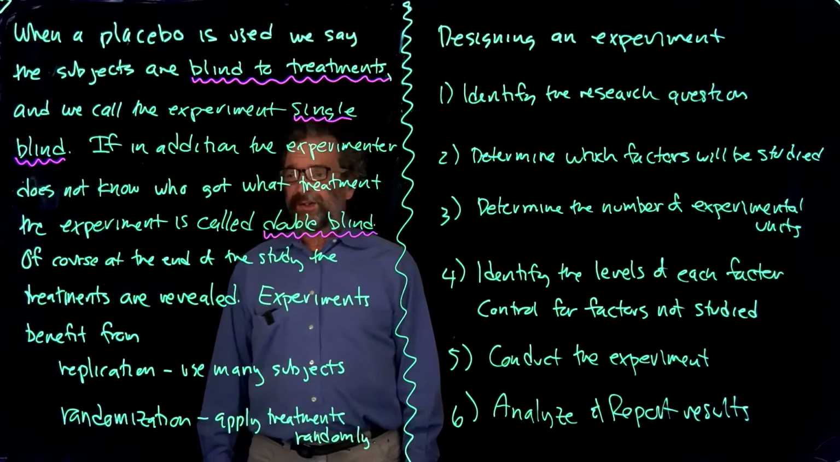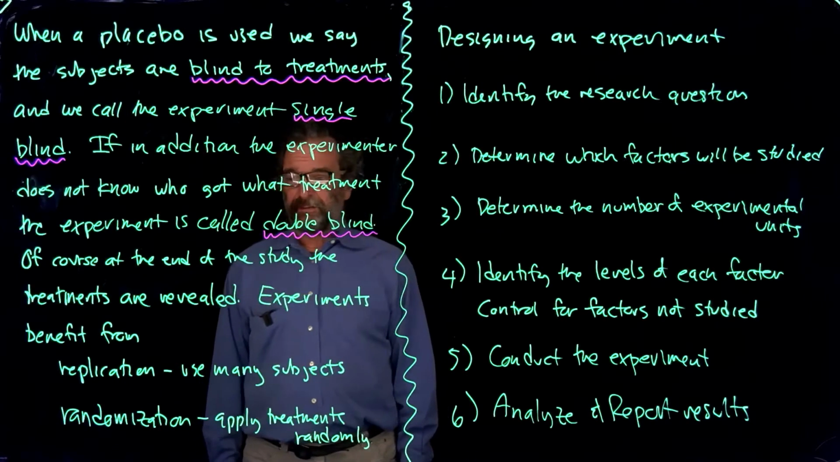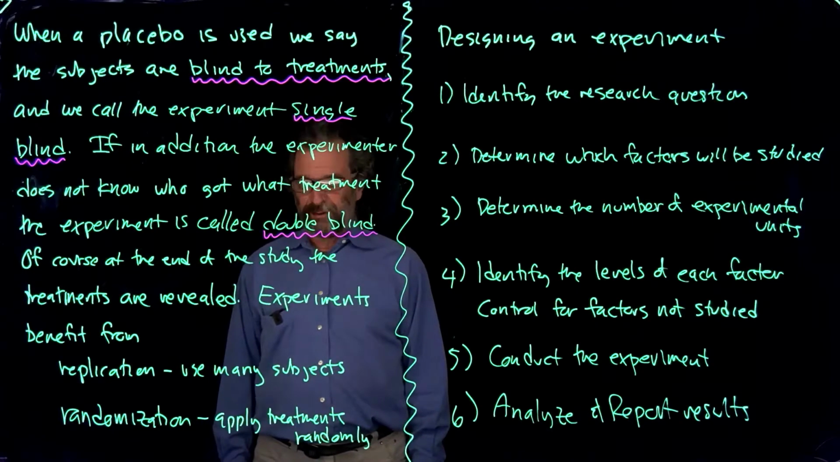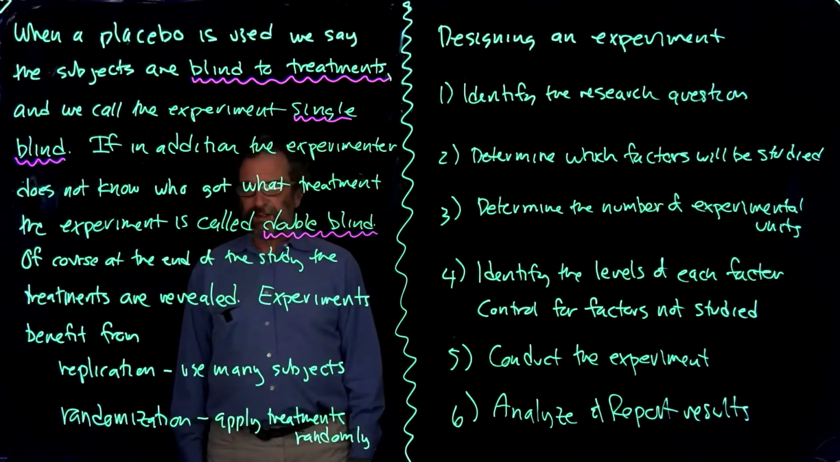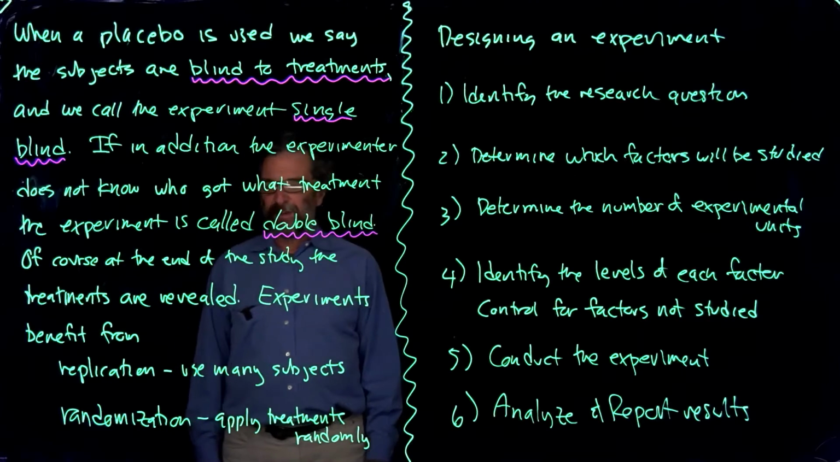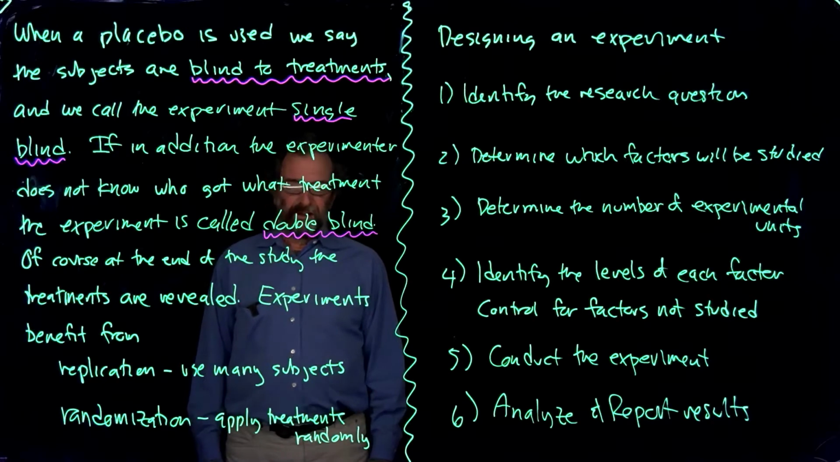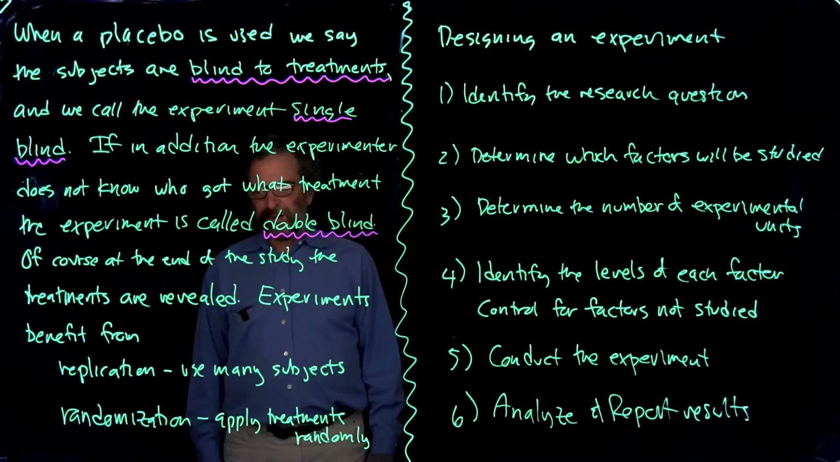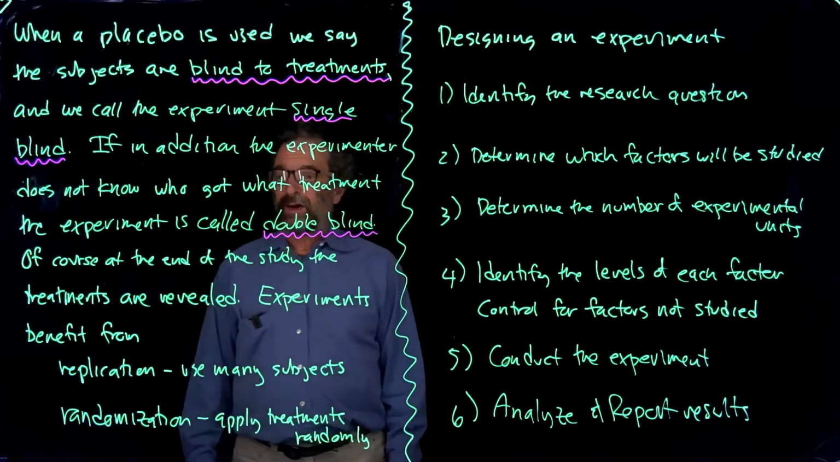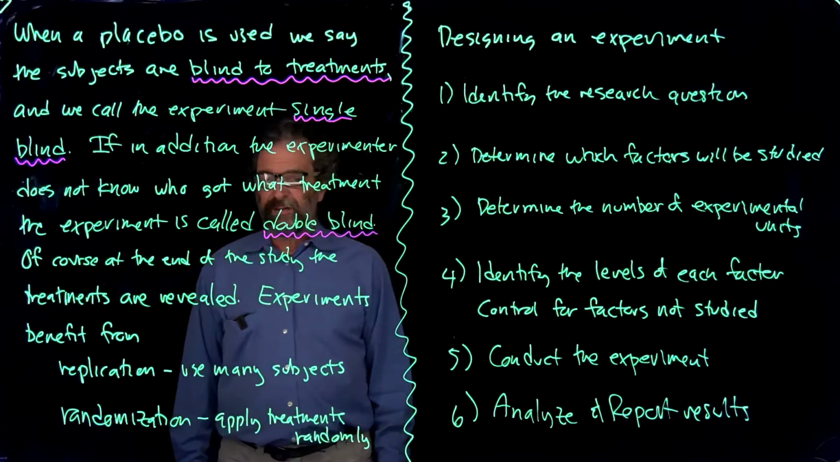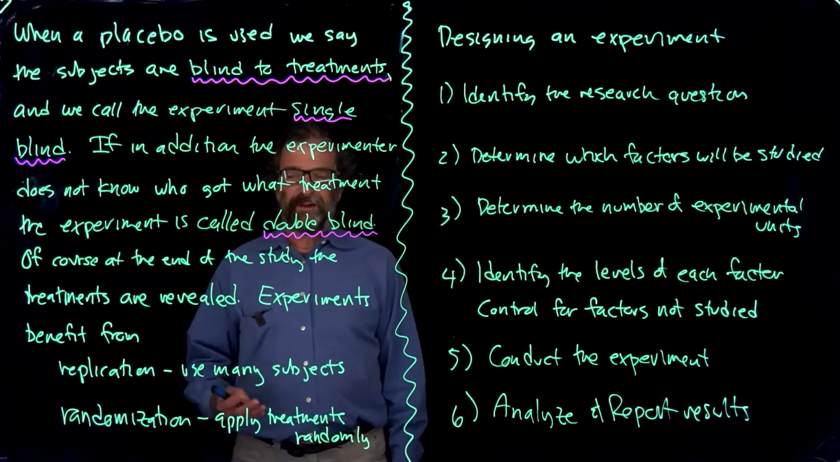Of course, at the end of the study, the treatments are revealed. You need to know who got what to analyze the experiment. So they would perhaps assign subjects treatment based on choosing an envelope with a number on it. The number is recorded somewhere else that says what's in that envelope, whether it's a placebo or a real treatment, and then during the course of the study, everything is related to that number that was on the envelope.